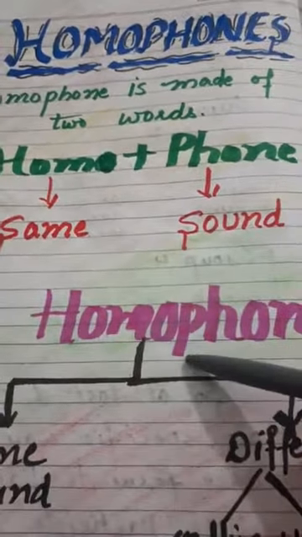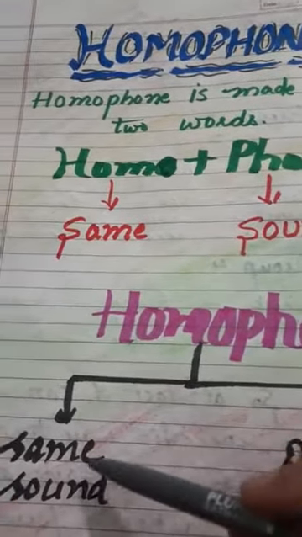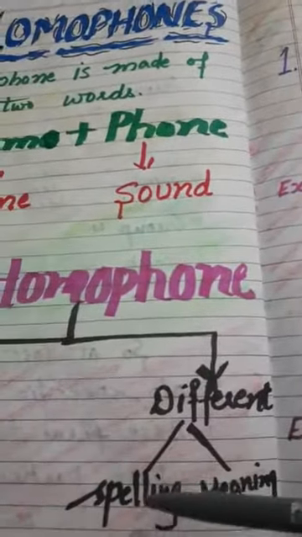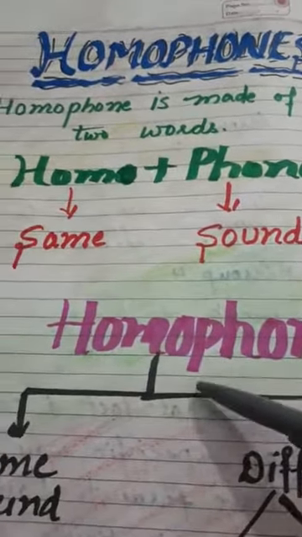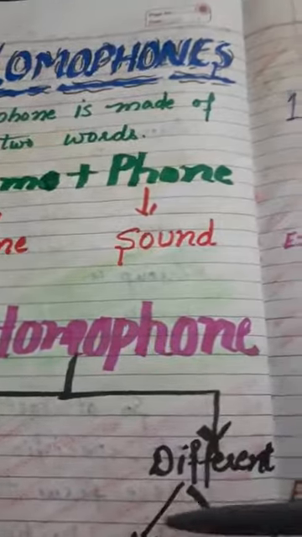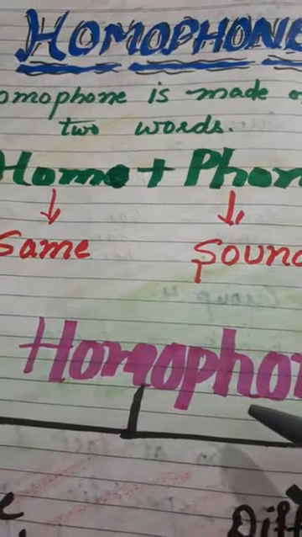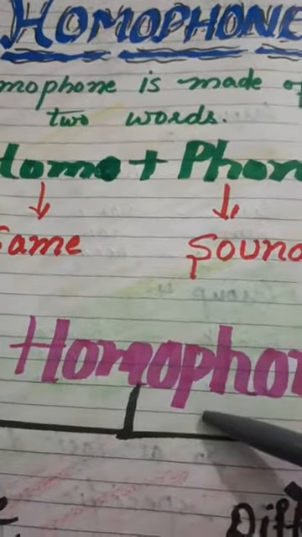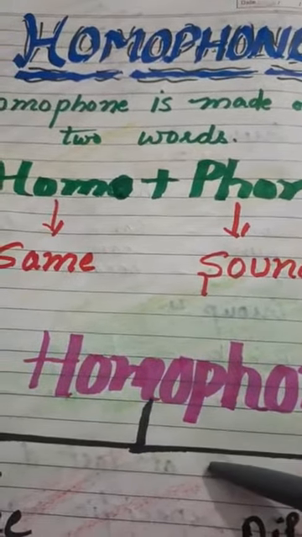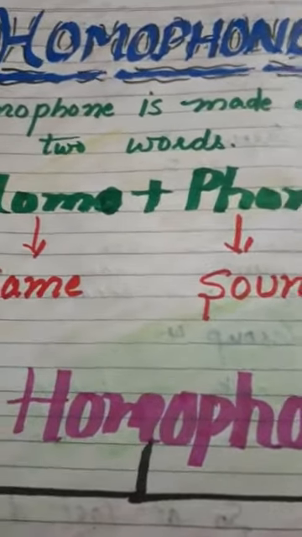Is that clear? The definition of homophone is divided into two parts: same sound but different spelling and meaning. Means homophone has the same sound but different spellings and meaning. Clear? I repeat, homophones are words having exactly the same sound but different spelling and meaning. To understand this topic more, let's look into some examples.